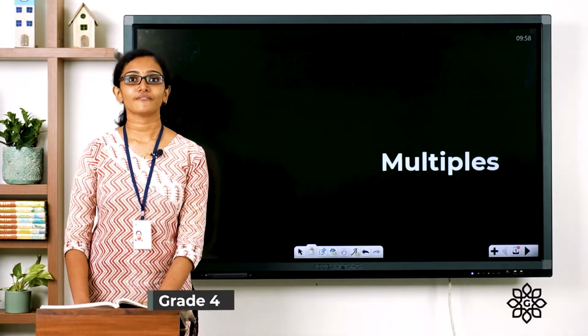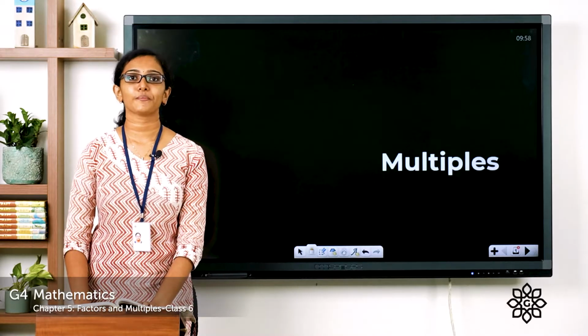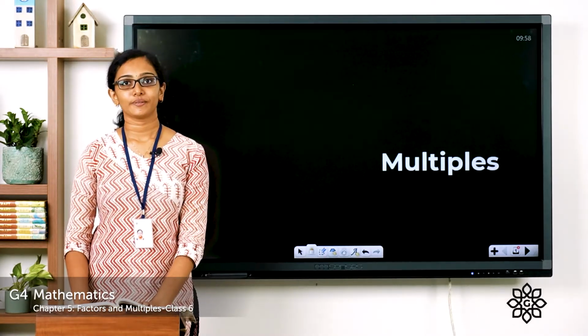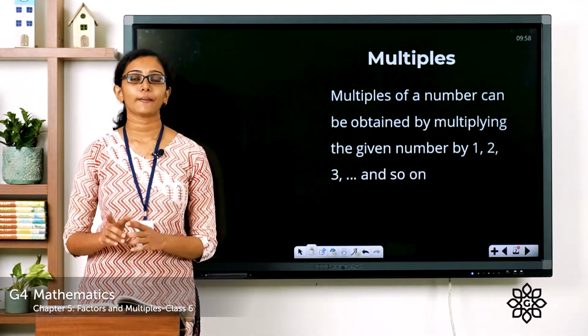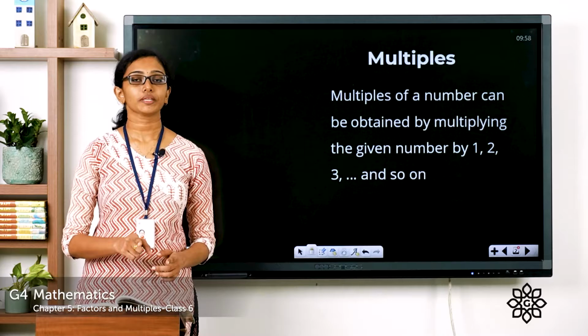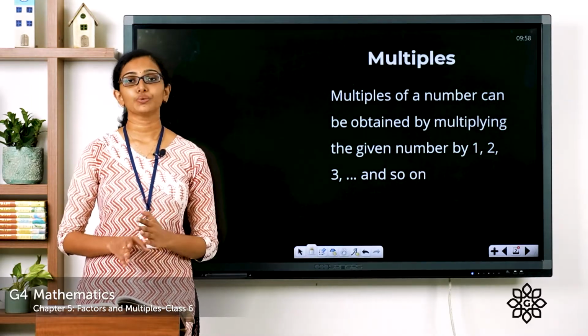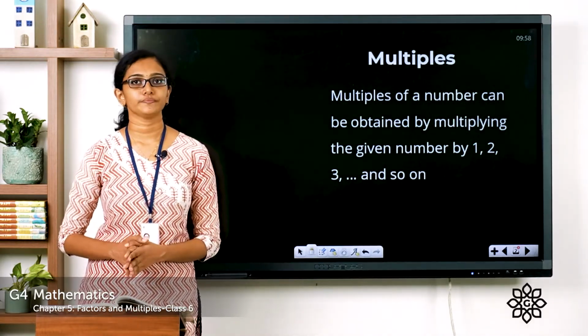So we have learned about factors. Today let's learn about multiples. So what are multiples? Multiples of a given number can be obtained by multiplying the given number with numbers such as 1, 2, 3, 4 and so on.